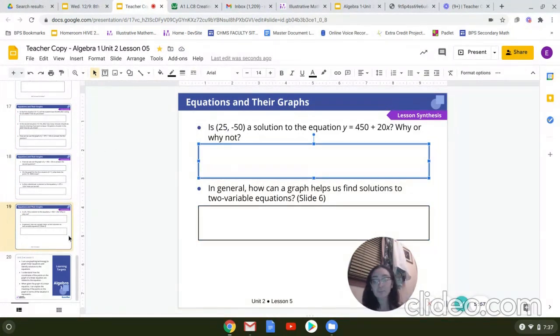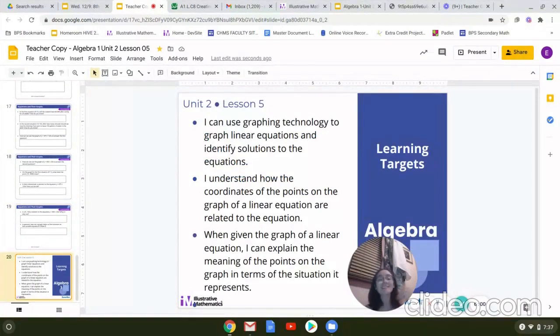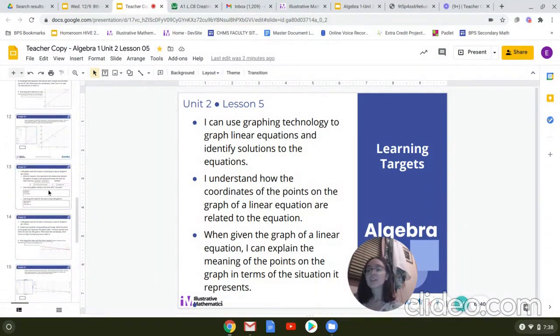So what did we do today? We did 3 things. So in class and this afternoon, we did 3 things. We used technology, mostly this afternoon, to graph linear equations and identify solutions to the equation. So that's the first piece that we did. Then we understood how the coordinates of a point on a graph of a linear equation are related to the equation. We talked about that piece more at the beginning. Then the last piece we did was when given a graph of a linear equation, we're explaining the meaning of the points on the graph in terms of the situation it represents. That is what we did. The last question on each one of those second equations this afternoon.